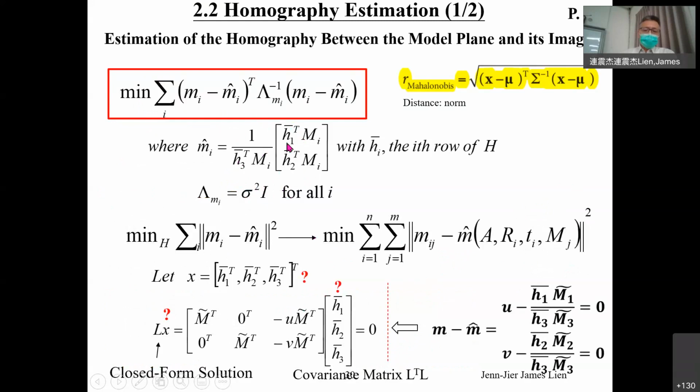And this format, because we try to solve H, this format will become: H is unknown, and this M is M prime here. H is unknown. M is the 3D position. UV is the 2D position, the corner position. So we reorganize this one, it will become this format and equal to 0. So this format becomes an AX equal to 0 problem.